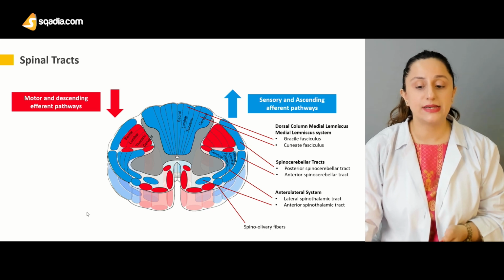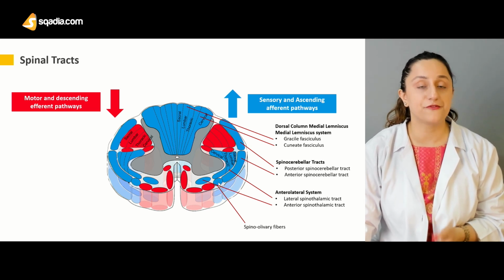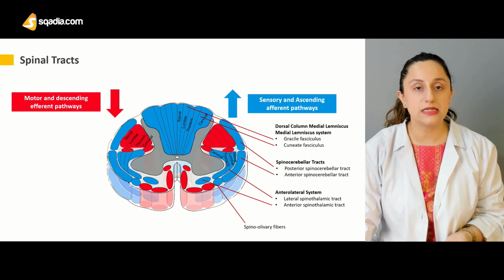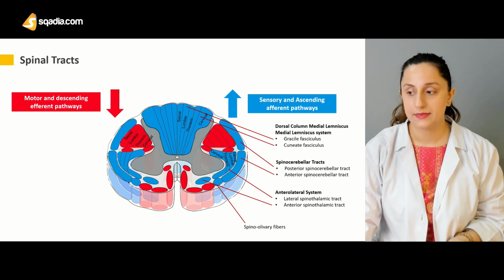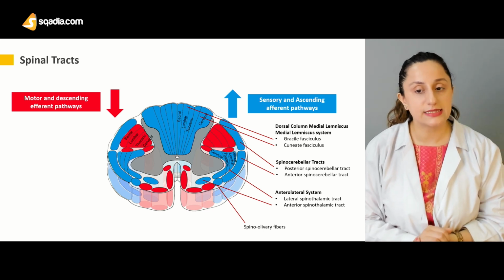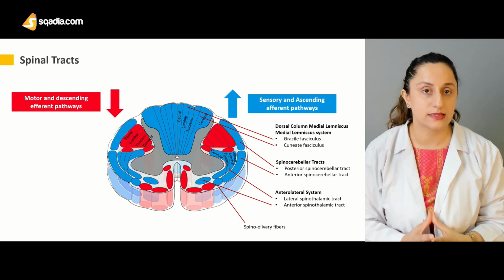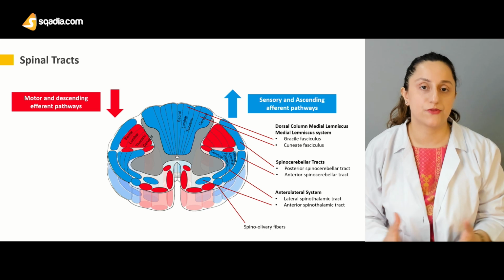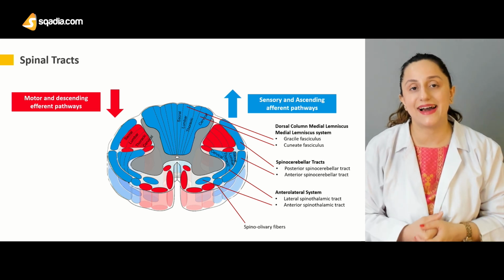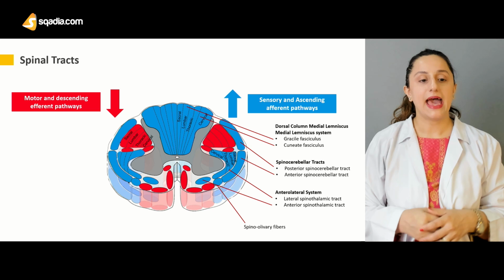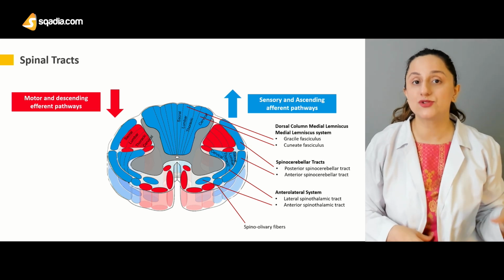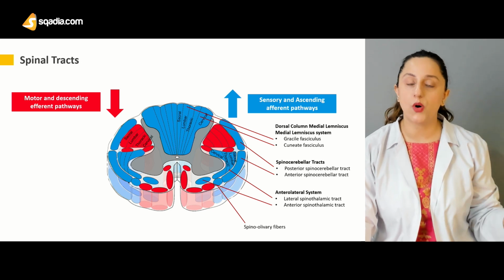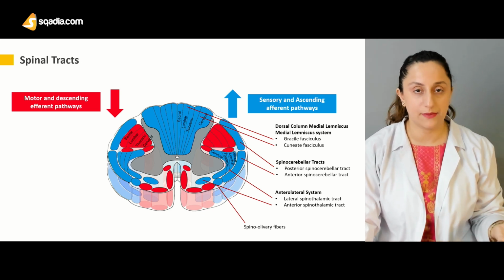And most anteriorly, we have the spino-olivary fibers, even anterior to the anterior spinothalamic tract. So the basic function that all of these tracts perform is to carry the messages from the peripheral organs towards the higher centers of the brain. And on the other hand, the motor and the descending tracts are carrying the commands back to the effector organs, and then they have to obey the commands accordingly.